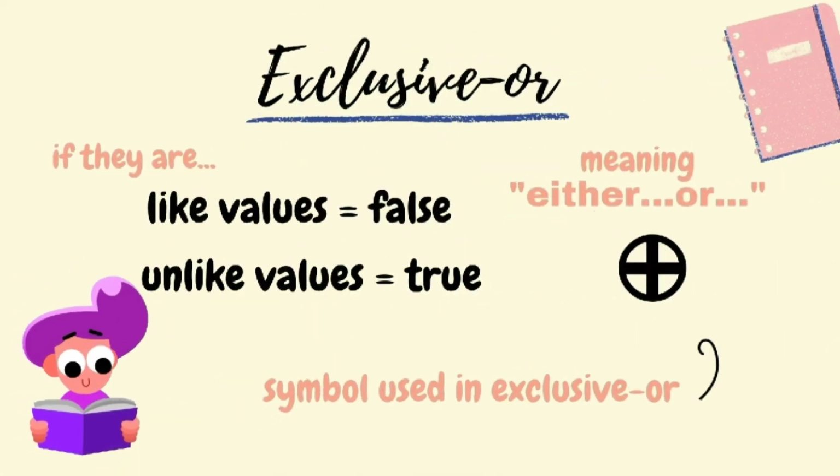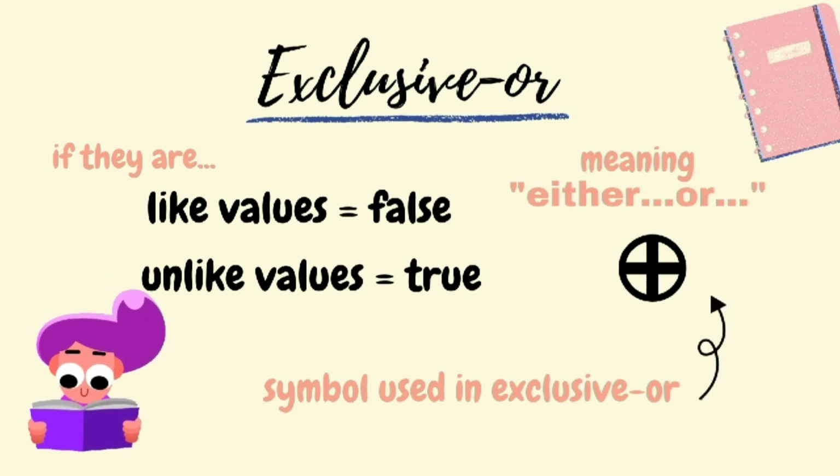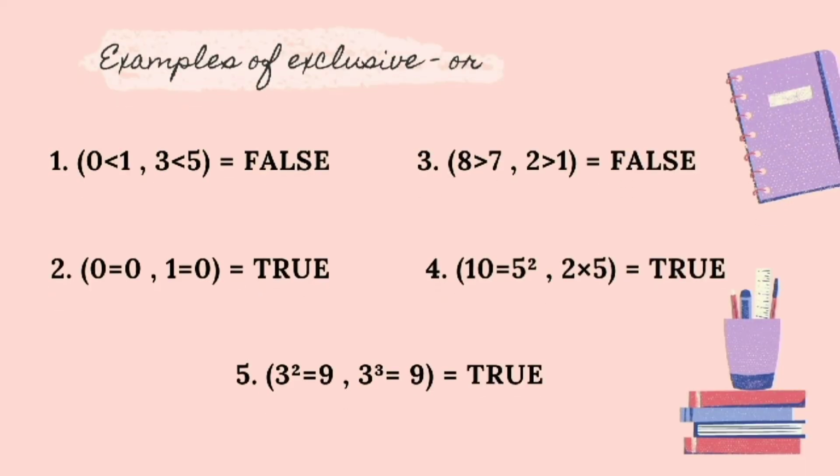Exclusive or. It's always false when P and Q are both true or both false, and it's true when P and Q have opposite values. Sample number 1. 0 is less than 1, 3 is less than 5. This statement is false because P and Q are both true. Number 2. 0 is equal to 0, 1 is equal to 1. This statement is true because P and Q have opposite values.